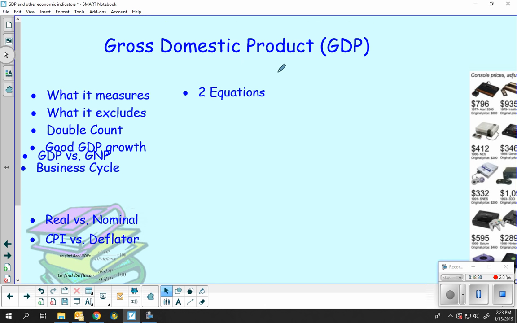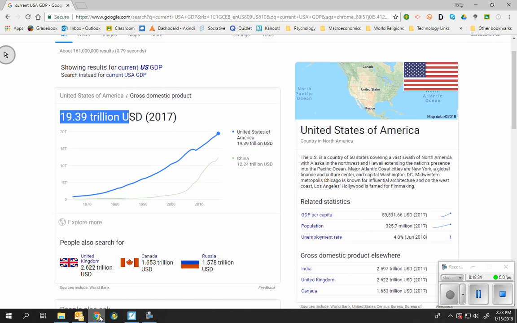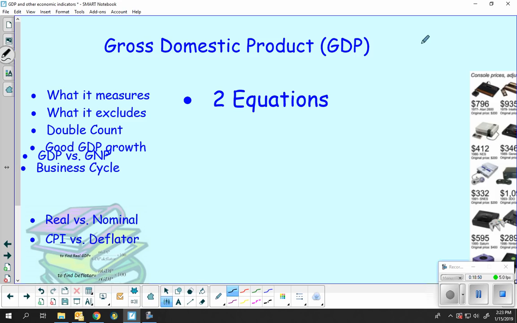Okay, so like I said, our GDP was $19.39 trillion. So that's a number. And like I said, we added up all of our spending or all of our incomes to get it. Well, that's the equations of how to get GDP. Like, where did they get that 19 trillion from? They had to do some math. And we'll be doing some math, but it's basically simple math.